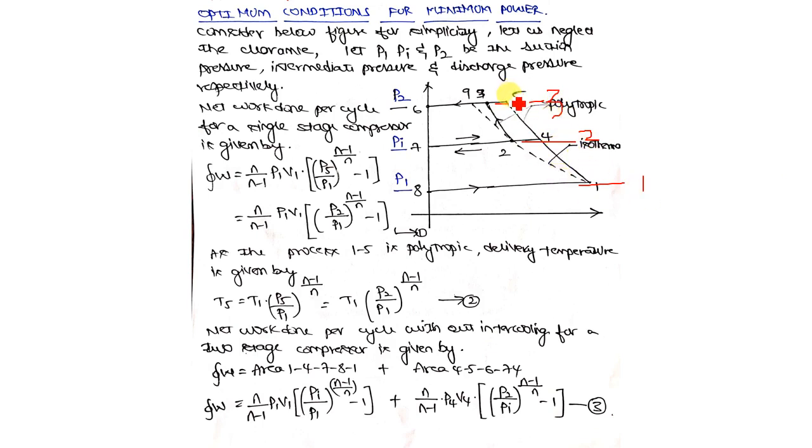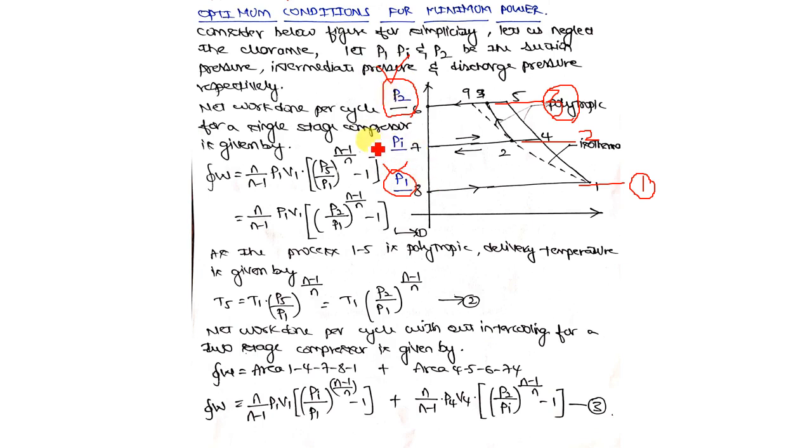So P1 is the pressure at which the air is being sucked inside the cylinder. That means it is the pressure at which you are supplying the air to the compressor. So that is your P1. And what is P3? P3 is the particular pressure at which you are getting the delivery out from the compressor. So that means P1 is your supply pressure and P3 is your delivery pressure. That is what it means. Then what is Pi? Let us try to analyze this.